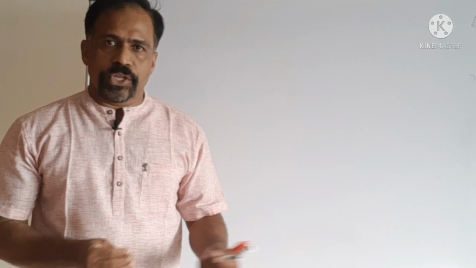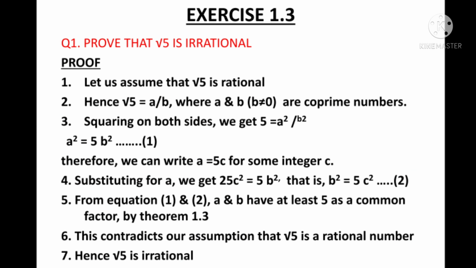So today we are going to study these irrational numbers. Now let us do some numericals in your exercise. The first question is root 5. We have already proved that root 2 and root 3 are irrational numbers. Now we are proving that root 5 is an irrational number. So the first step is we will assume that root 5 is a rational number.